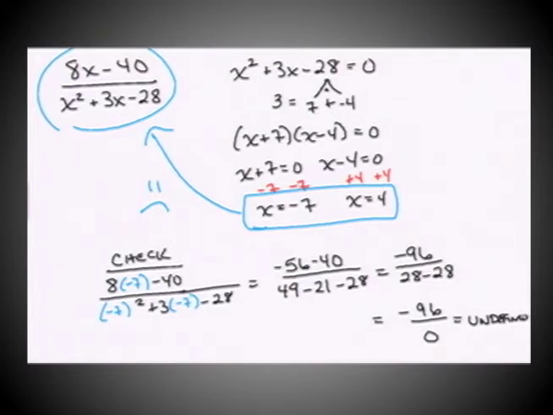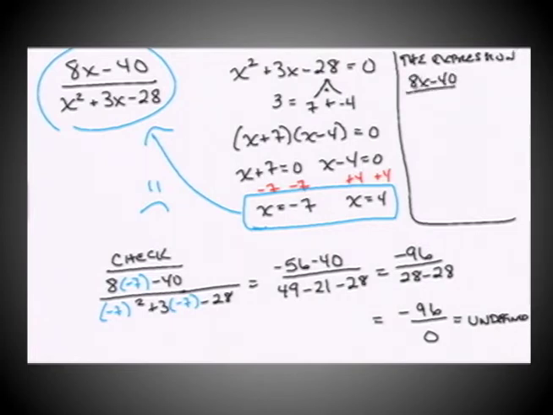So, we would get the same thing happening if we plugged in 4. Therefore, the expression (8x minus 40) divided by x squared plus 3x minus 28 is undefined for x equals negative 7 and x equals 4.